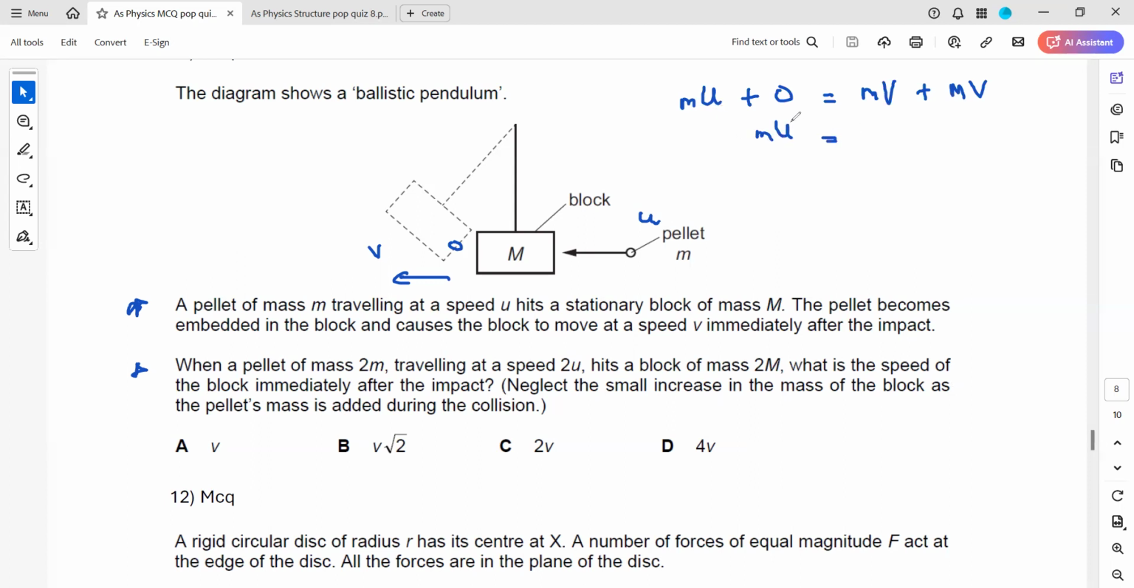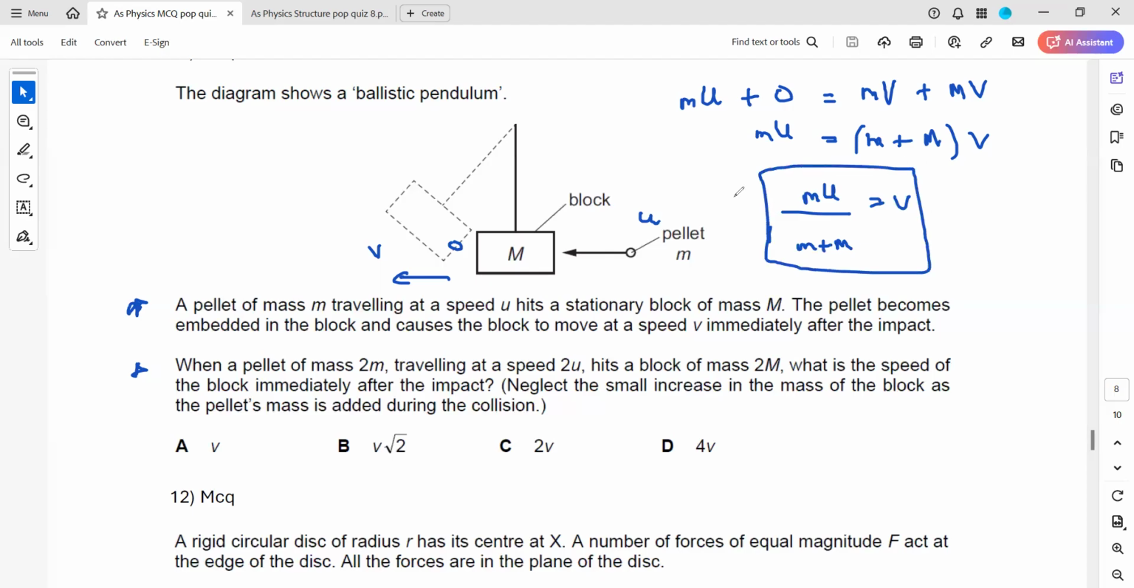So this will be mu, and if I take v common, it will be small m plus capital M. If we further simplify, v will be mu over small m plus capital M. That is the first scenario, when the pellet had a mass m and the block had a mass capital M, and it was moving with velocity u.